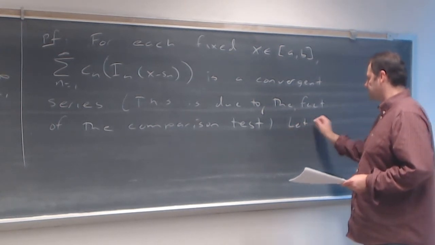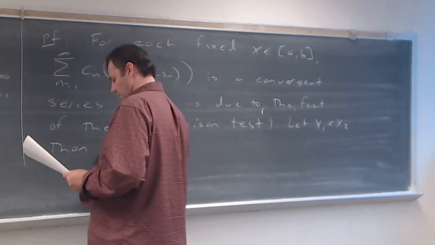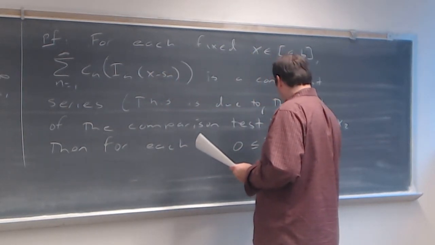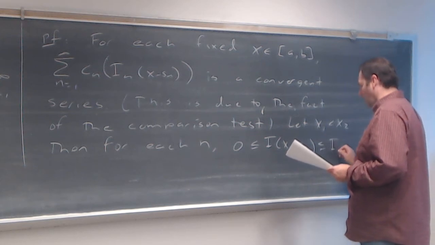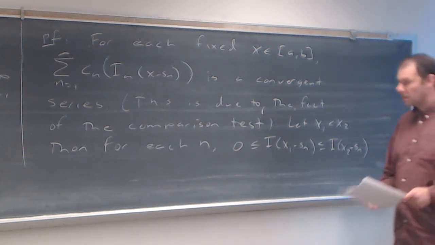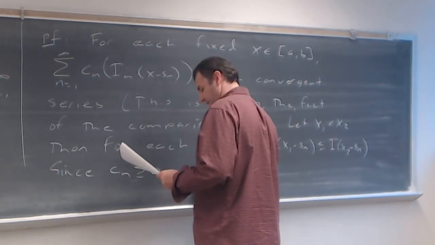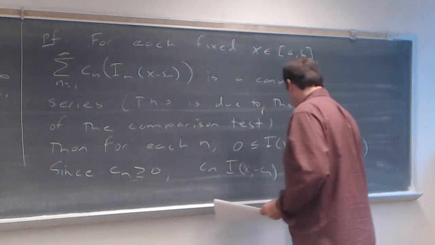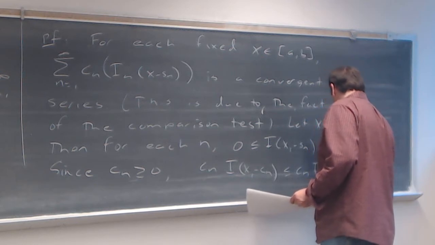Now, let us let x sub 1 be less than x sub 2. Then for each n, you note that 0 is less than or equal to I of x sub 1 minus S sub n, which is less than or equal to I of x sub 2 minus S sub n. And so, since C sub n is greater than or equal to 0, we have C sub n times I of x sub 1 minus S sub n is less than or equal to C sub n times I evaluated at x sub 2 minus S sub n.